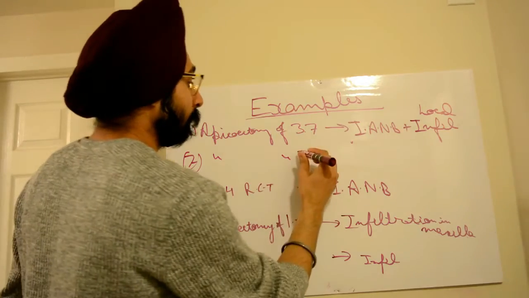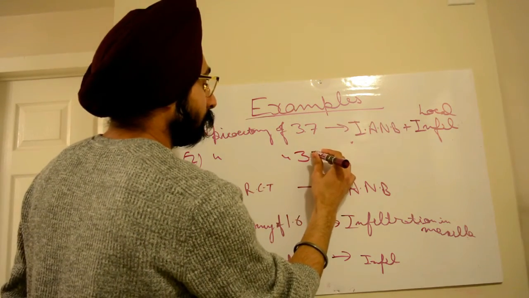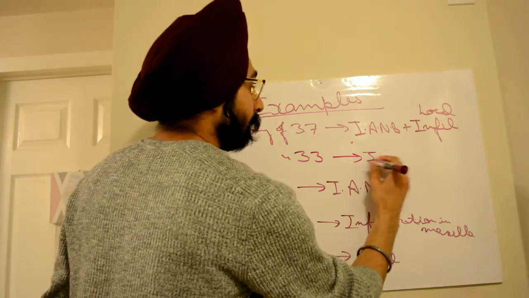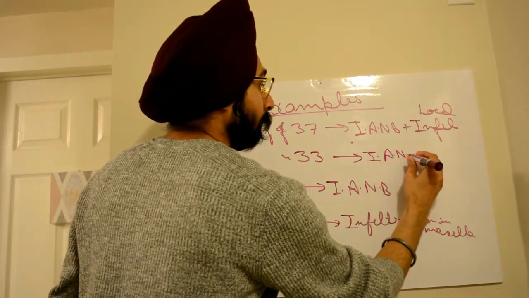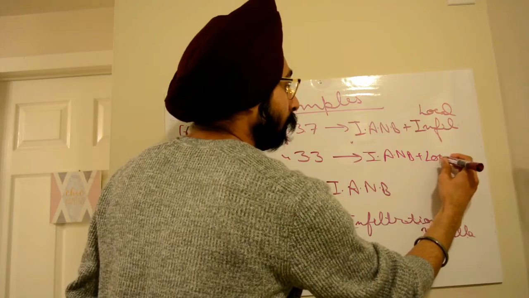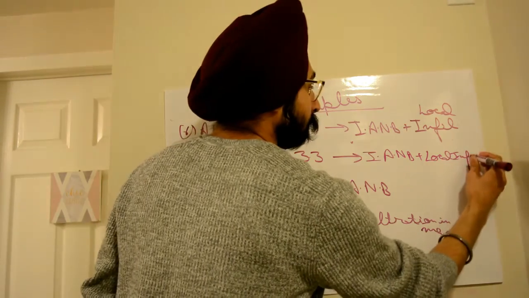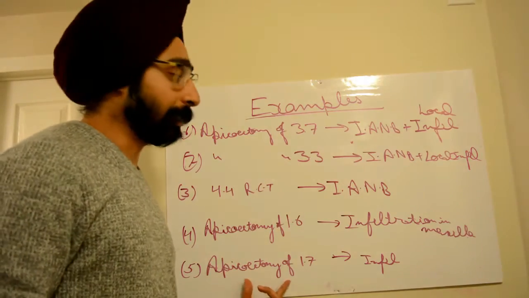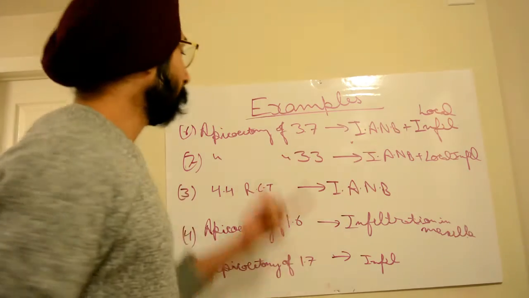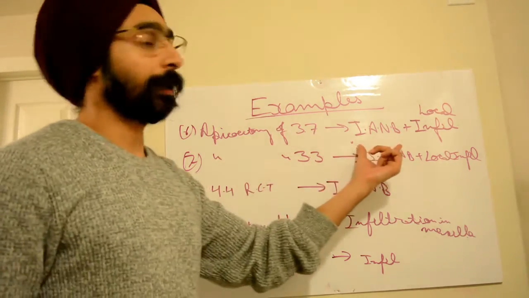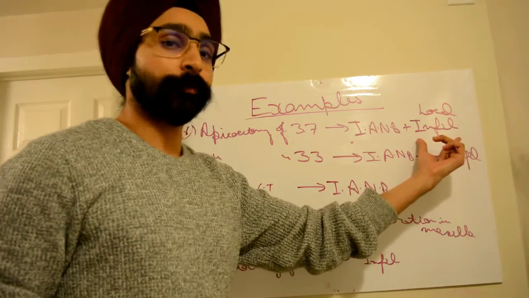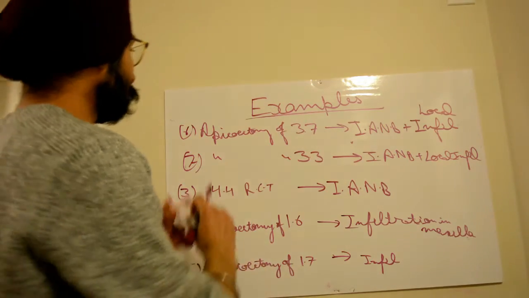Let's move on to another example. Epicoectomy of 3-3. So in this case, same, IANB plus local infiltration. Always remember, in case of epicoectomy in maxilla, we give infiltration, and in case of mandible, we give inferior alveolar nerve block plus local infiltration. Let's move on to some other examples.